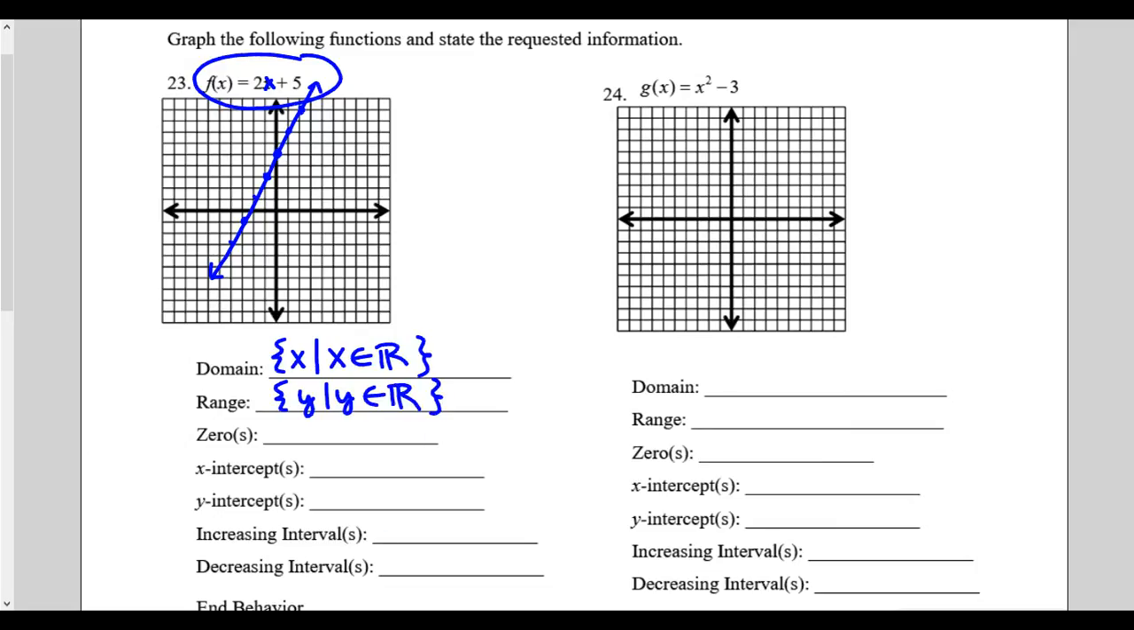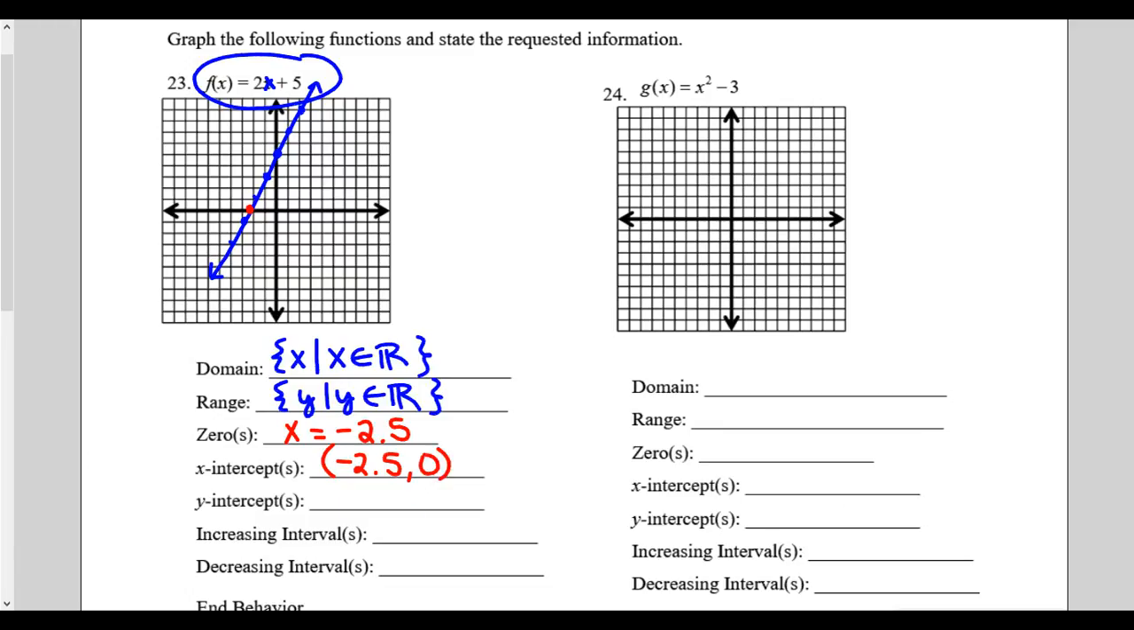The zeros are the x-intercepts. So this thing here, it doesn't exactly hit at 2. It hits right between -2 and -3. So with my 0, I write it as x equals -2.5, or -5/2, however you want to write that. My x-intercept I usually write as a coordinate, so -2.5 comma 0.